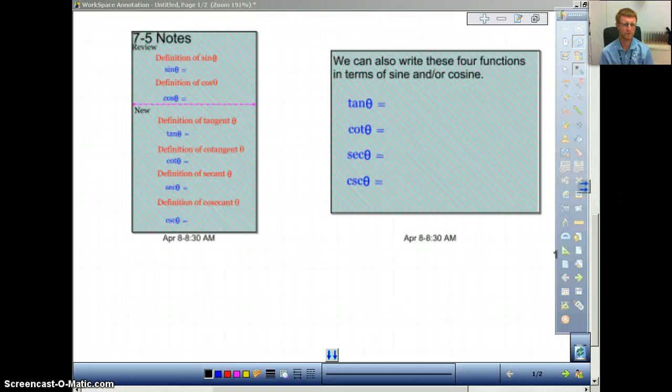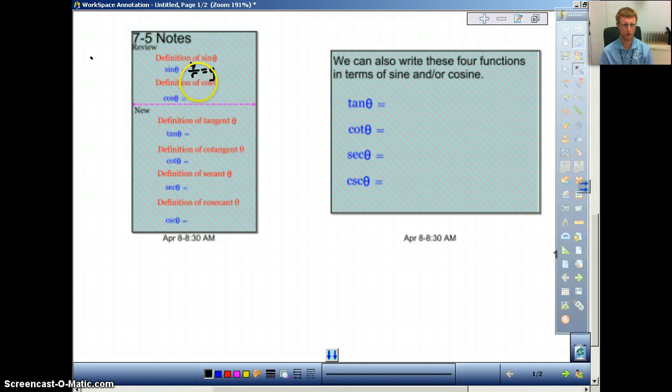Okay, so this is 7.5 in trig, and what we're going to do is introduce the rest of the trig terms, stuff that you may be familiar with. Quickly to review, we talk about sine and cosine a lot so far. We have to remember that sine of theta is equal to our y over r.